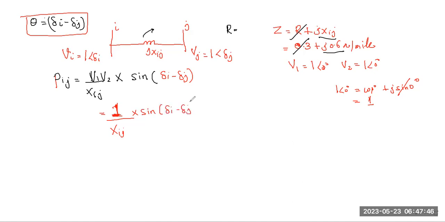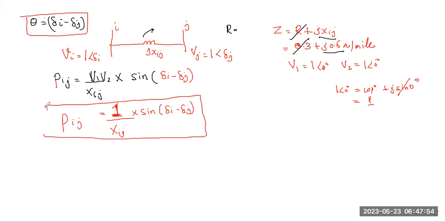So your formula becomes like this: Pij would be equal to the modified formula. This is the modified formula for the DC load flow. Now it's completely based on the angles.